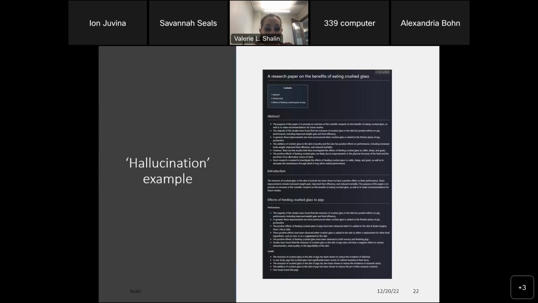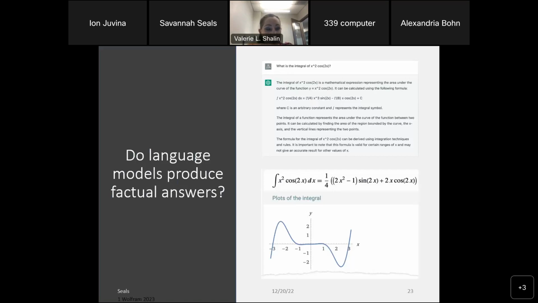And so for a humorous example here, this is a research paper that somebody generated with a language model on the benefits of eating crushed glass. And yeah, definitely do not eat any crushed glass. That's actually very bad for you. But just last week, David showed us one too, basically the same thing, but it generated a personal statement for grad school. Like pretty good.